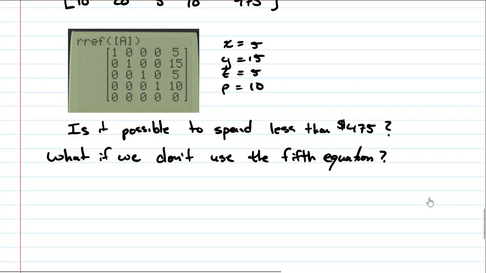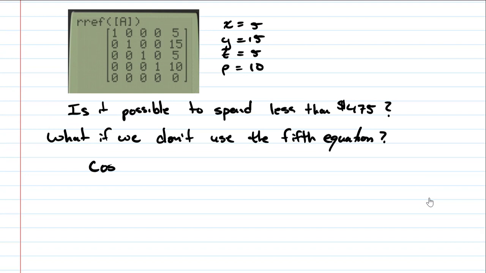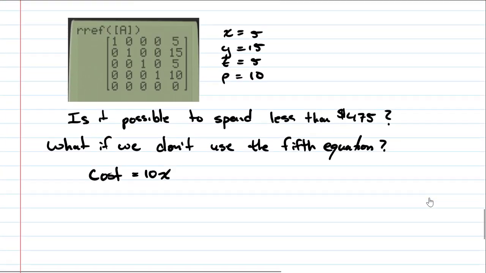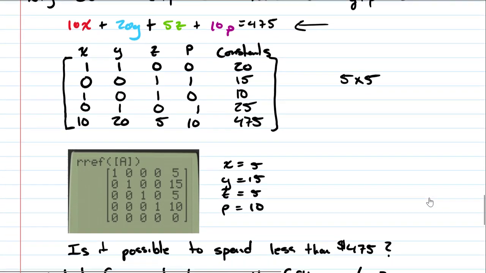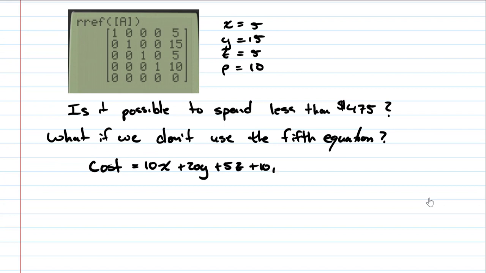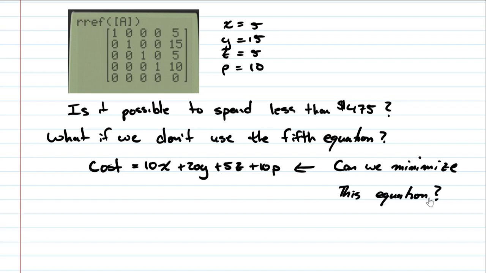So we'll still keep it parked because we know that the cost is going to be 10x plus 20y plus 5z plus 10p. And our goal then would be, can we minimize this? Turns out our answer to that's going to be yes.